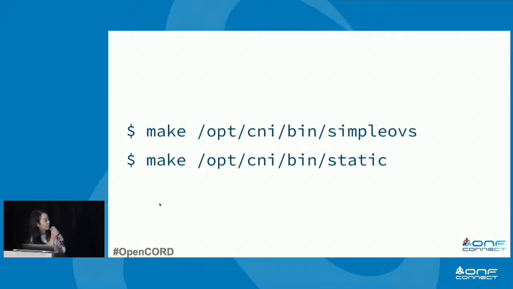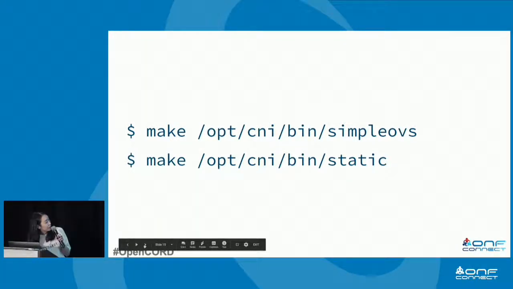Now you run this command. This is simply a copy of the Kubernetes CNIs we use to a CNI directory so that Kubernetes uses these CNIs when it creates a pod. The simple OVS CNI is to connect the data plane of the SPGW-U interface to the OVS bridges. And static IPAM is to assign a static IP to those interfaces. We need those two CNIs, so you need to copy them.